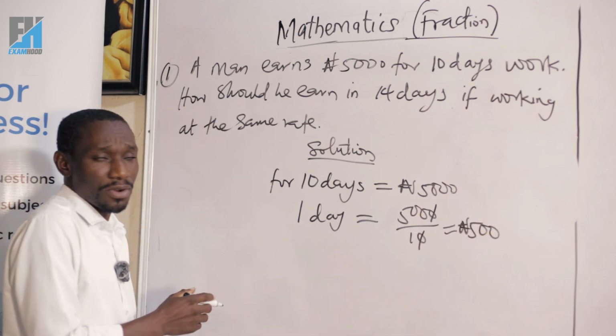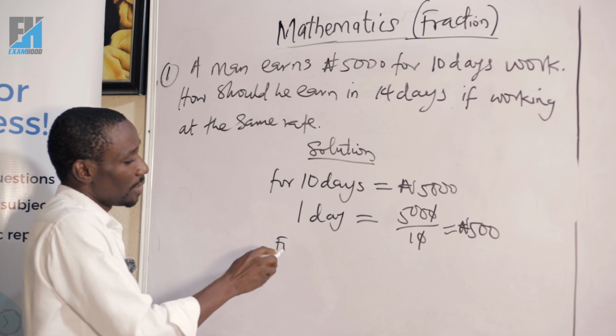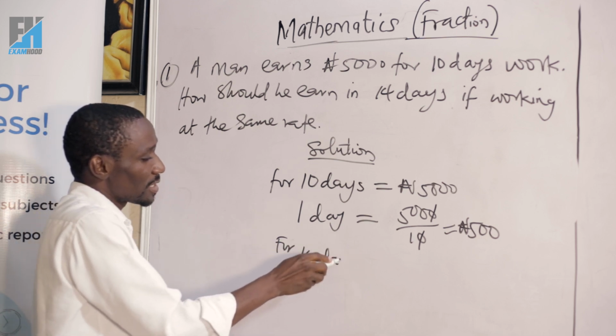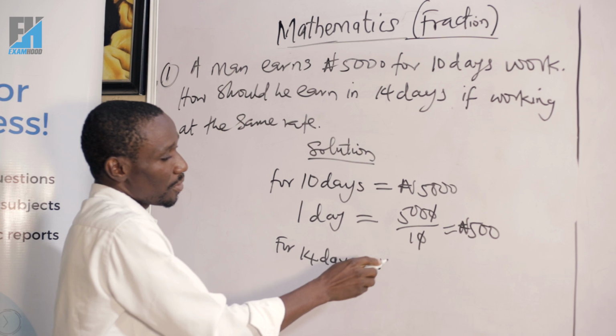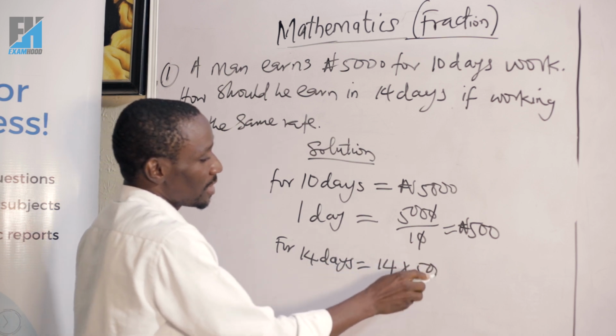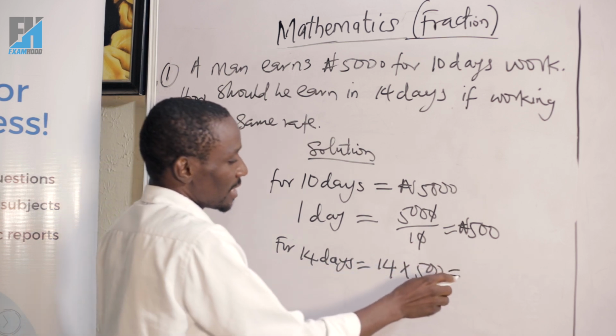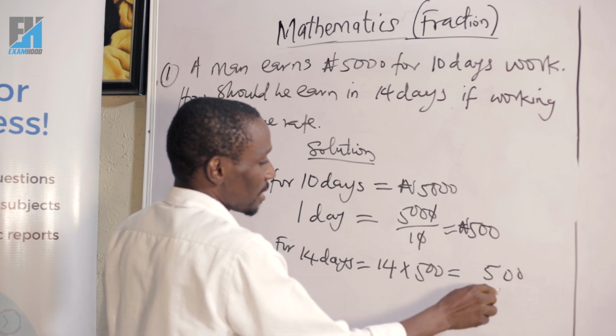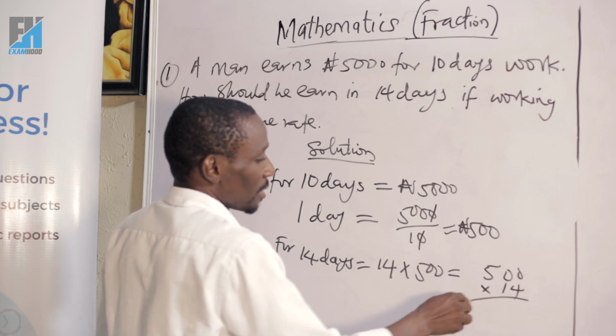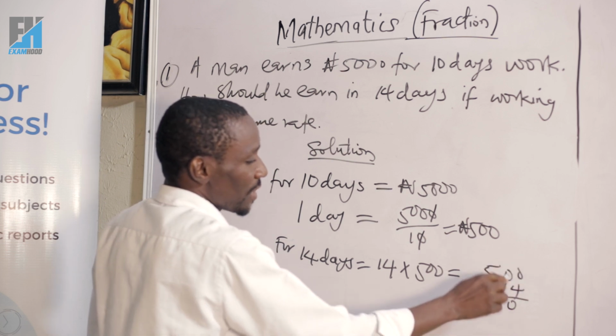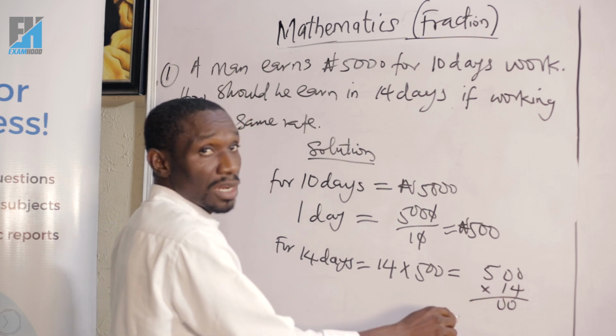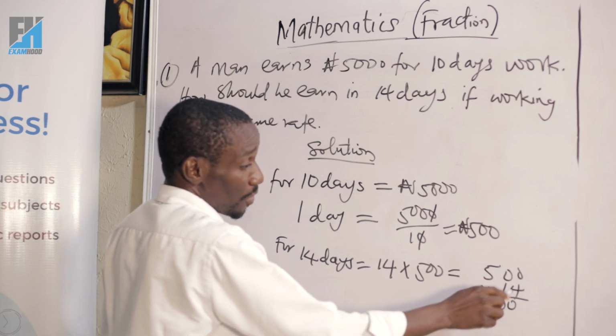So for working for 14 days, the man will earn 14 times 500. Let's see how we can multiply this. 5 times 0 will give you 0. 0 times 4, 0. Sorry, 4 times 0, 0.